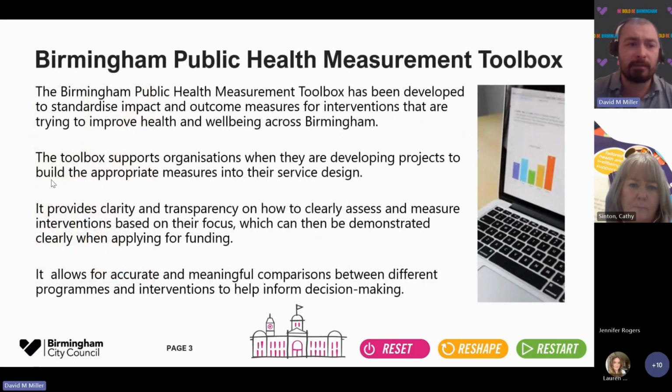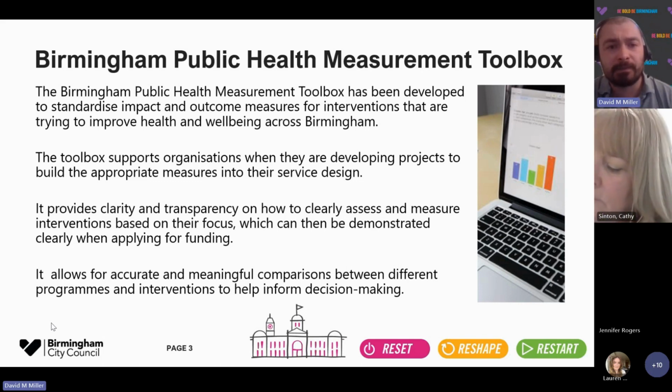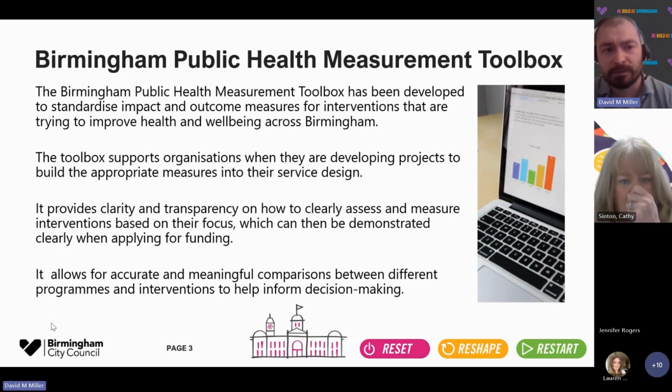Okay, so the public health measurement toolbox. I'm aware that some of you might already have attended sessions this week, so I won't go on about it for too long. It's been developed to standardise impact and outcome measures for interventions that are trying to improve health and wellbeing across Birmingham. It's been developed recently and it's specific for Birmingham, so it's to some extent a bespoke toolbox. Its intention is to support organisations when they are developing projects to build the appropriate measures into their service design.